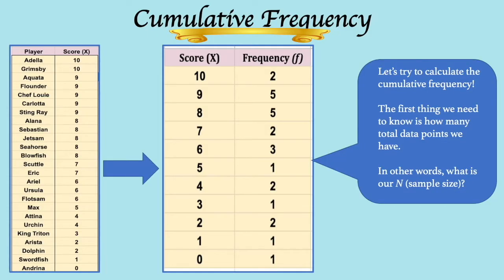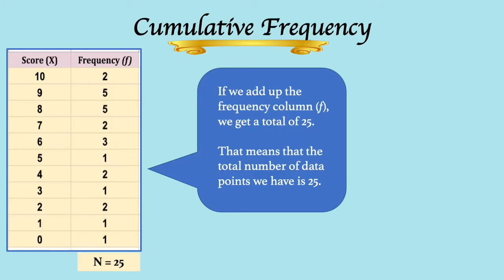If we try to calculate that cumulative frequency, the first thing we need to know is how many total data points we have. Again, we've mentioned a couple times that this number is 25. If you wanted to calculate it yourself, all you would need to do is add up that F column, the frequency column. So if you add 2 plus 5 plus 5 plus 2 plus 3, etc., all the way down, you should get a total of 25. And it looks like that's exactly what we got.